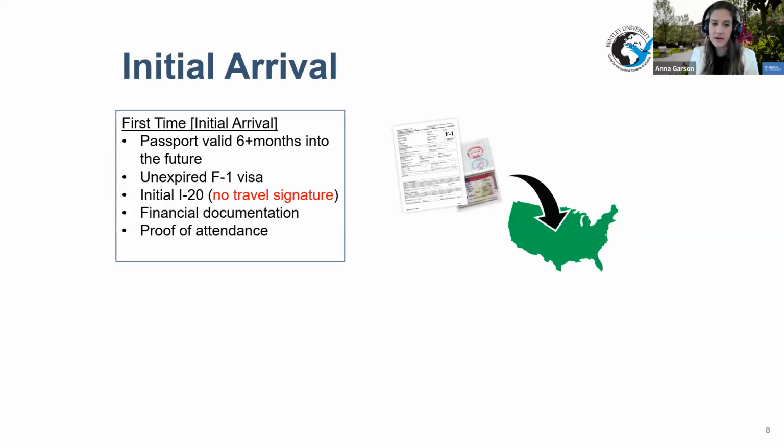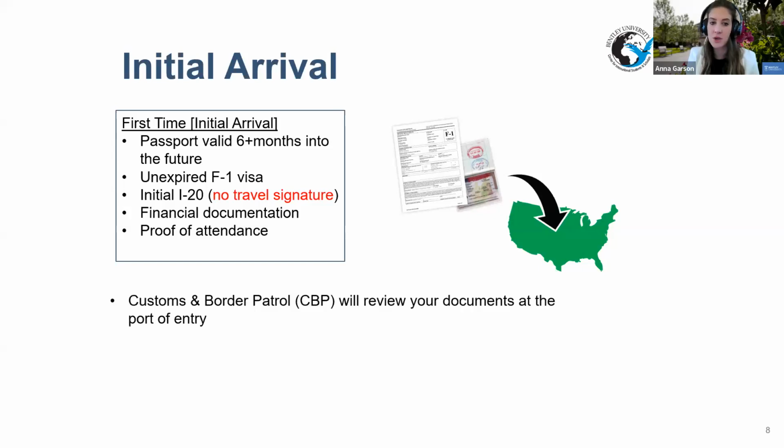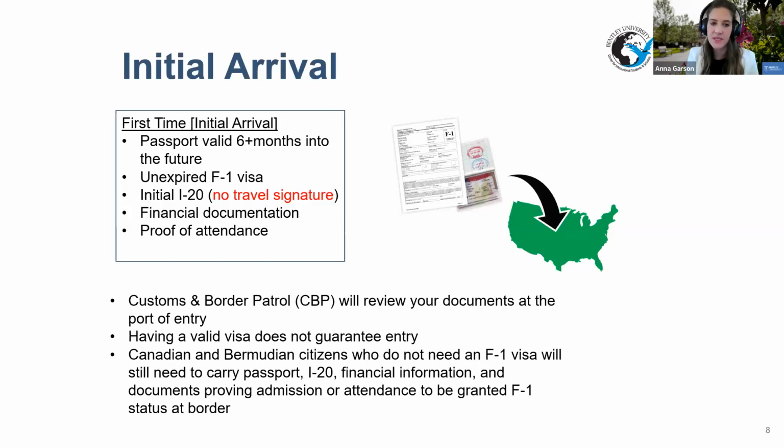You need your unexpired F1 visa. You need that initial I-20, so don't pack it in your luggage. You don't need a travel signature on page 2, just the version that is printed, signed by our office on page 1, and then also signed by you. And then we also recommend that you carry for your first time financial documentation, that same documentation you showed admissions or showed to the consular post, as well as your admissions letter. So those last 2 bullet points are optional, but highly, highly recommended.